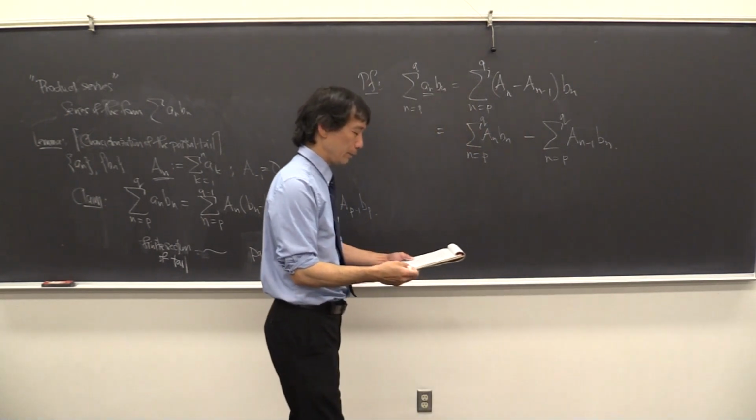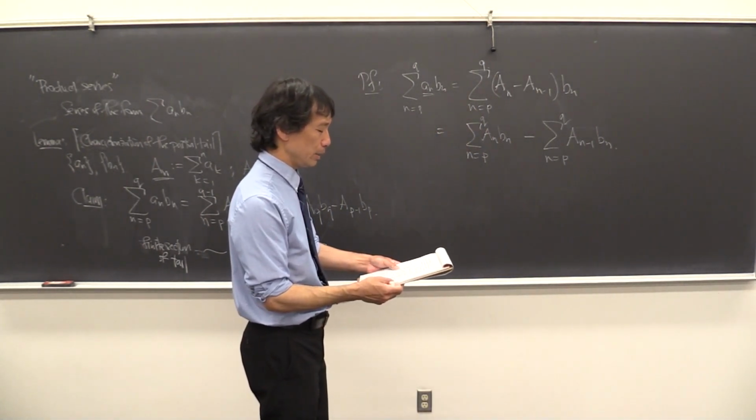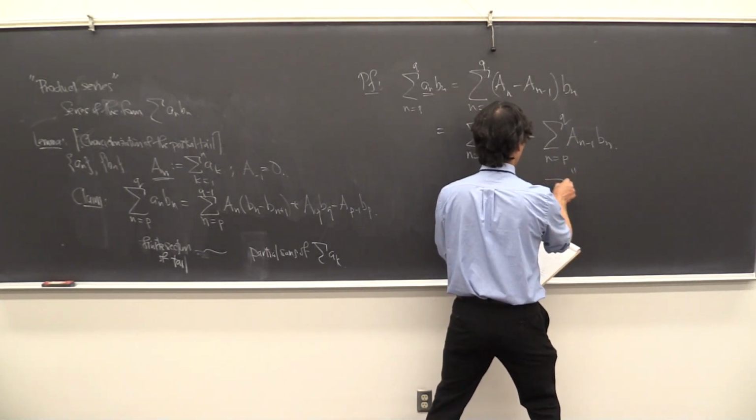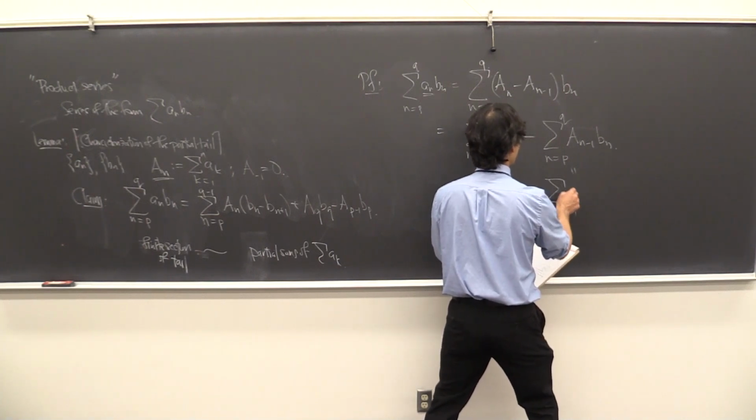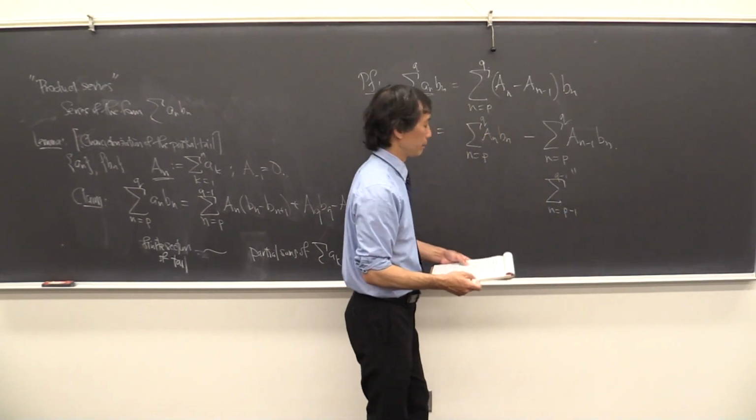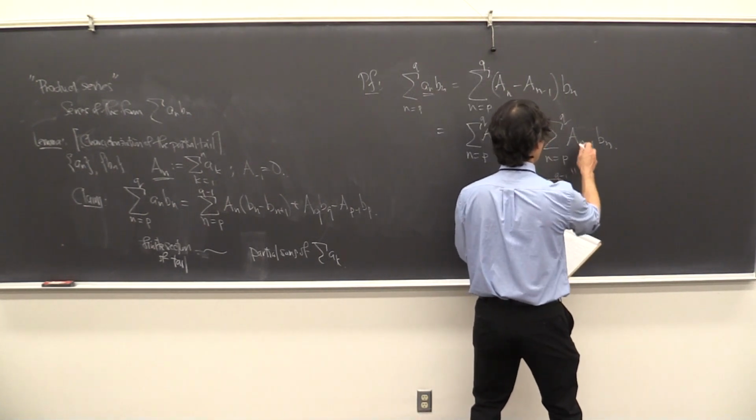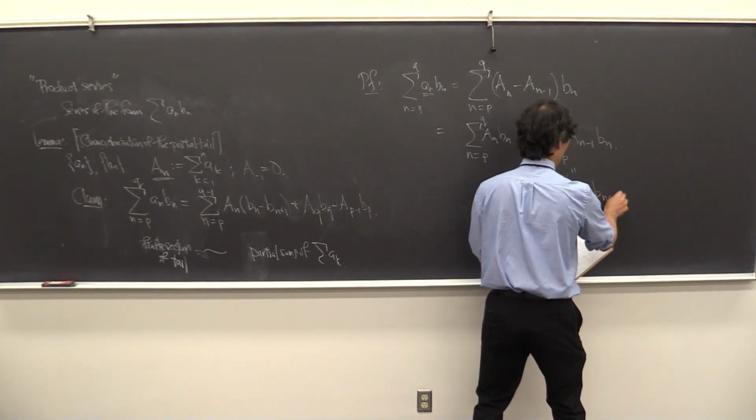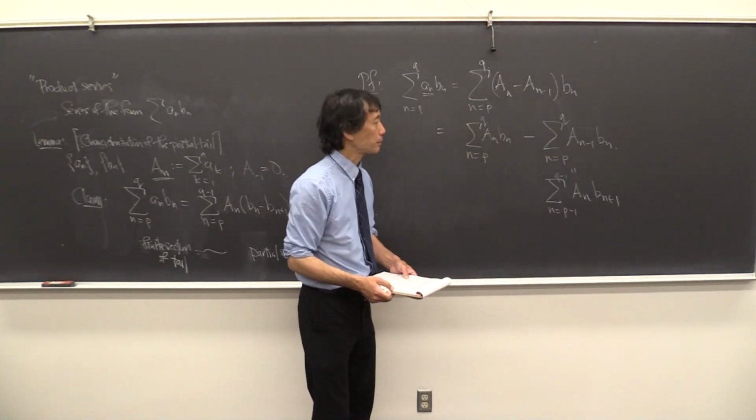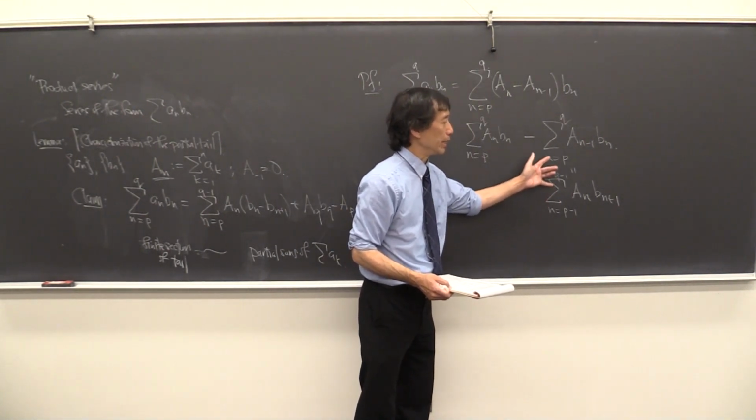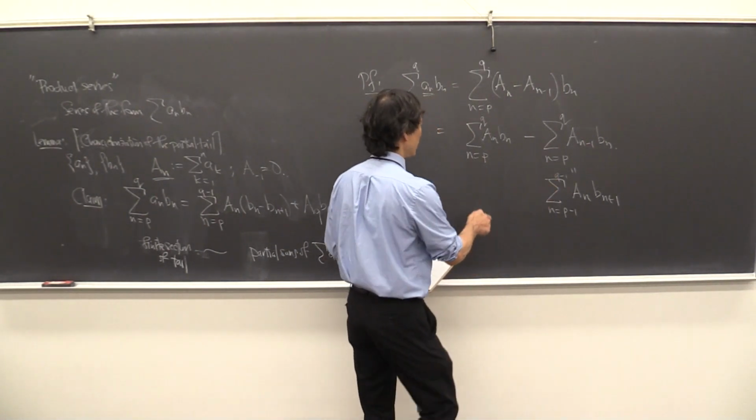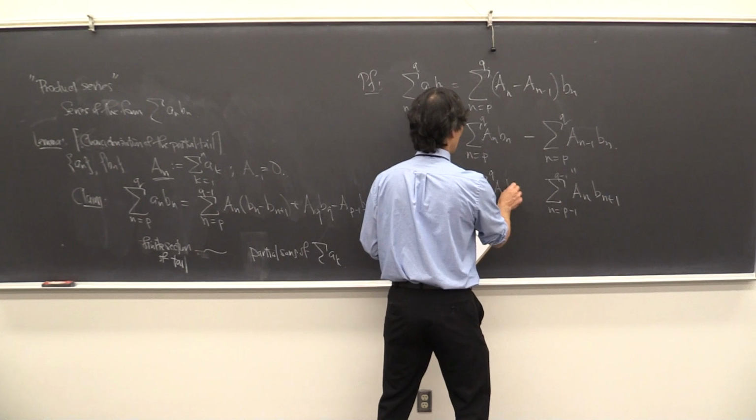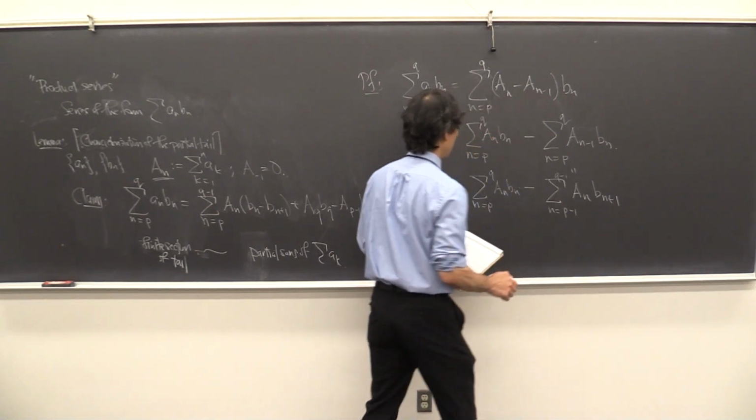So nothing really happens. The next thing we do is we shift the index. Let's rewrite this one as n goes from p minus 1 to q minus 1. That shifts the index up by 1, so we get A sub n, b sub n plus 1. So we just re-indexed it, nothing else. The first sum, n equals p to q, we keep, minus that.